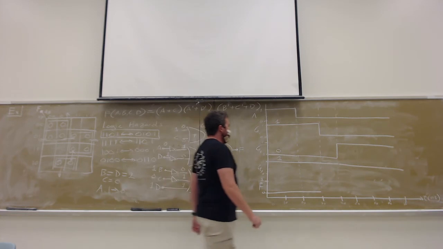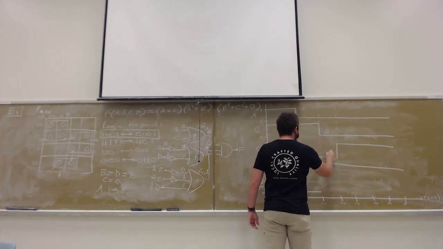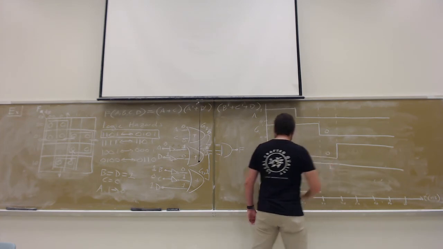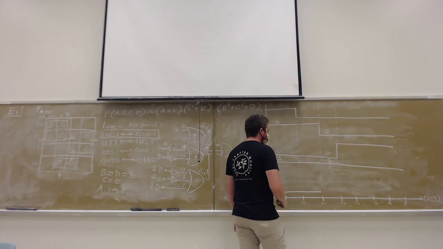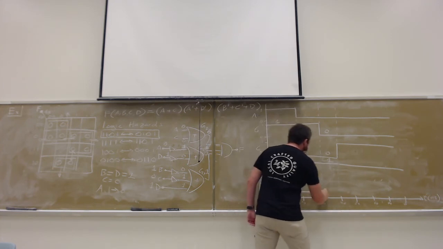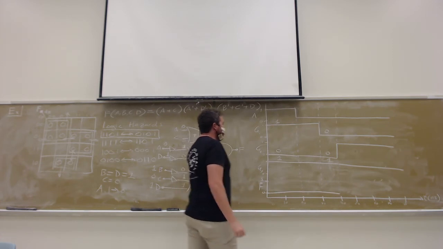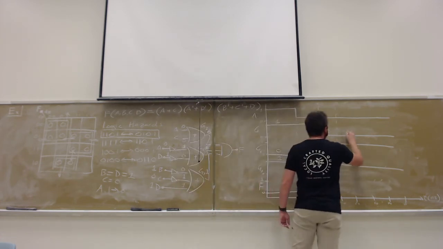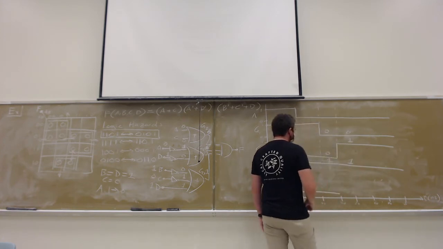At which point G1 goes to 0, G2 is still 0, and G3 is still 1. So that means that F stays at 0. And here, this next one, we've got 0, 1, and 1, which means that AND still stays at 1.